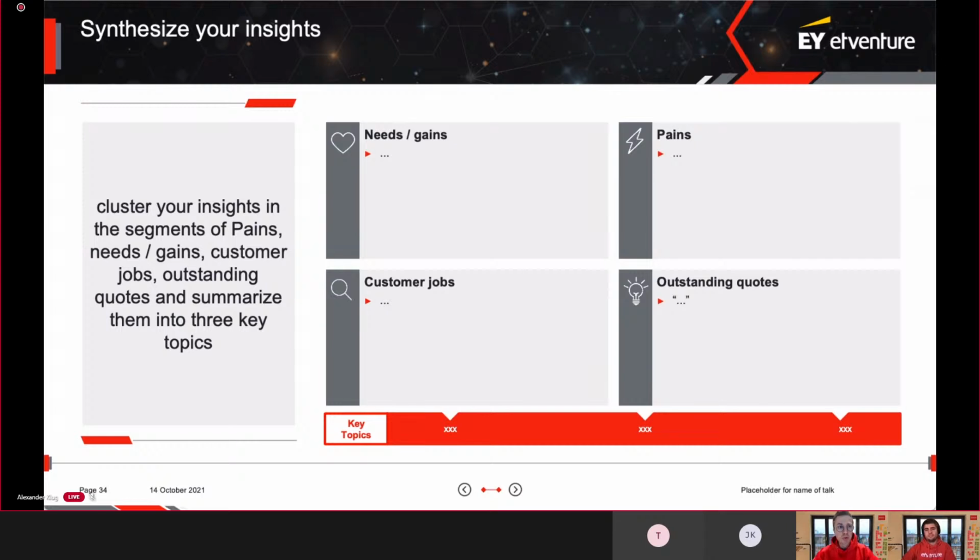In the end, it's always important to synthesize your insights. During the interview, we just write everything down and do not interpret, but later on we synthesize all these writings into those categories, as you can see here: the needs and gains, the pains, the customer jobs, and also outstanding quotes. And outstanding quotes are something you can really use in your pitches at the end, for example, when you present what users have been telling you.